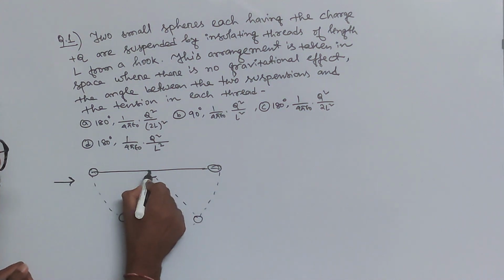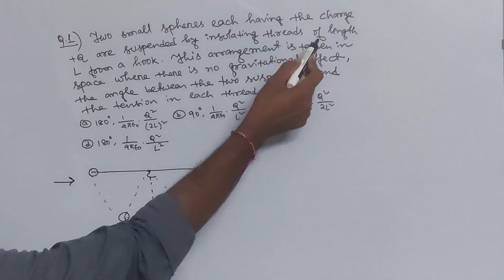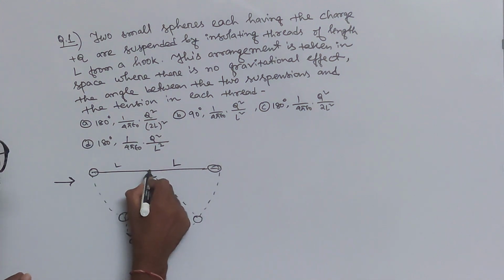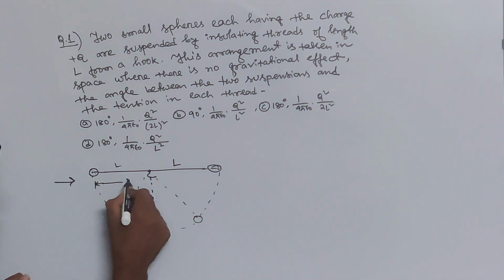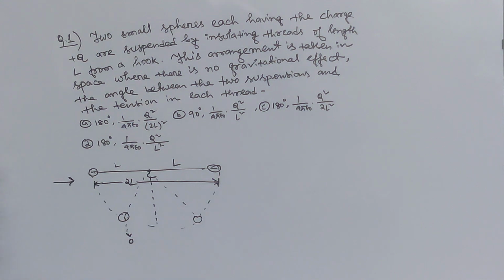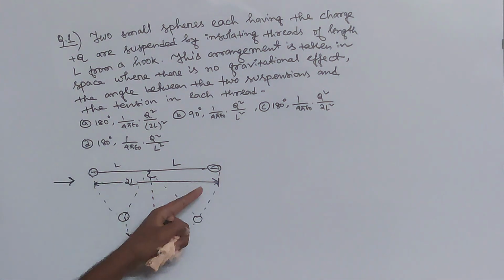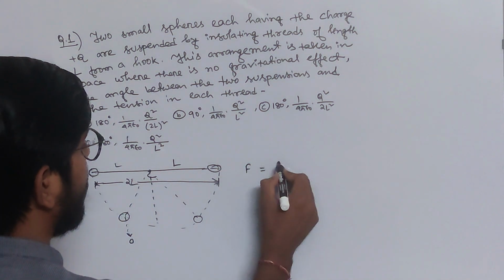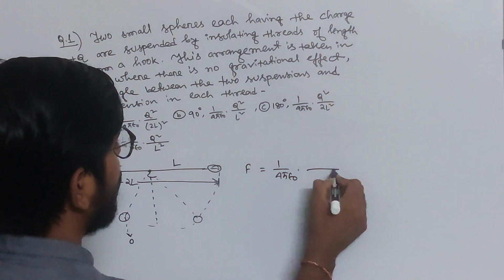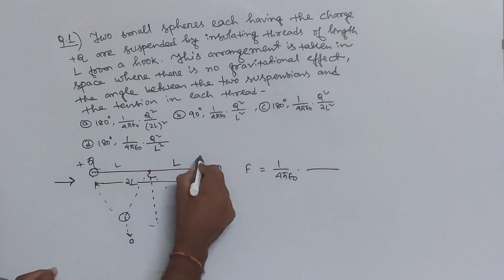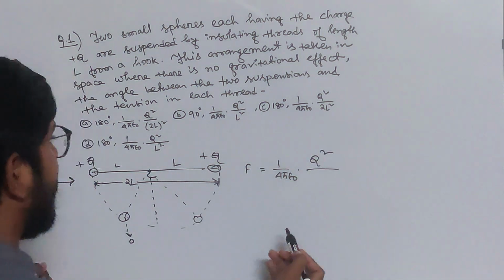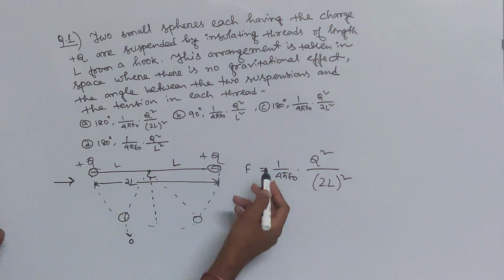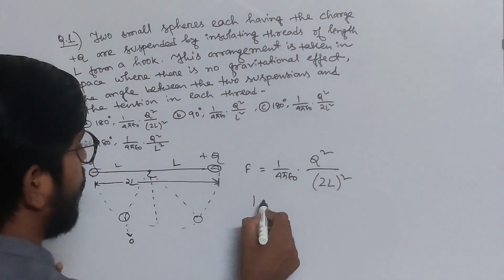So now see, the length of suspension was capital L, right? So this length will be L and this length will be L from here. So the total distance between the two balls will be 2L, right? Then of course the force will be 1 by 4 pi epsilon naught q1 q2, both have charge plus q, so it will be q square divided by the distance square, that is 2L whole square. And what is the angle between these two suspensions? Of course, this angle is 180 degree.